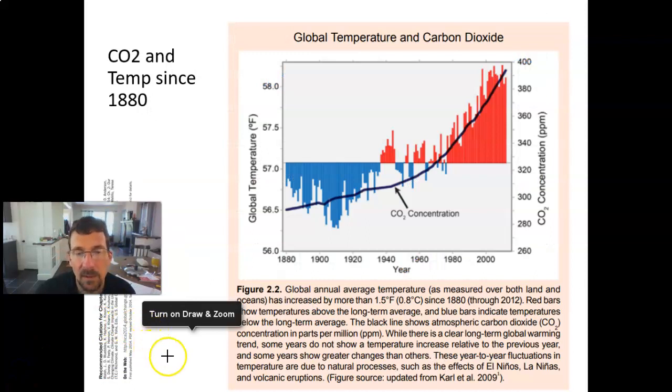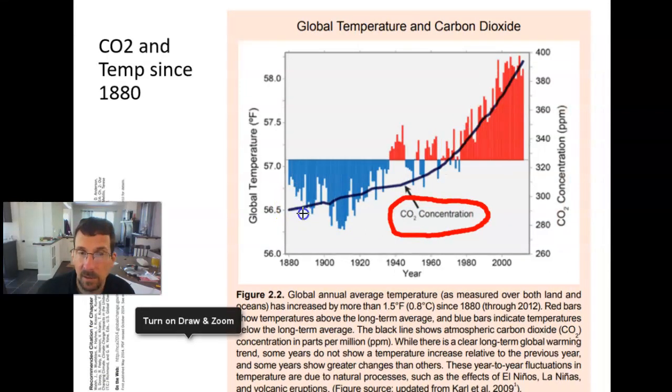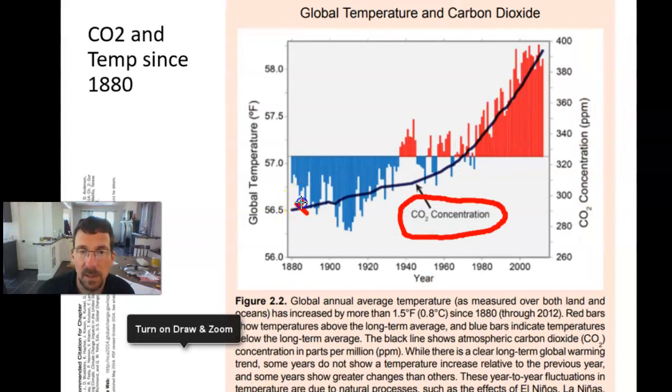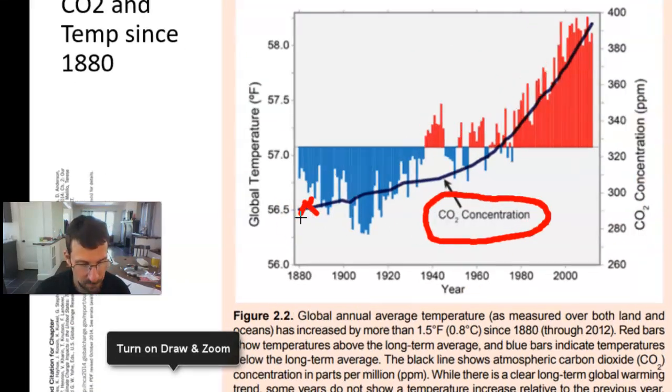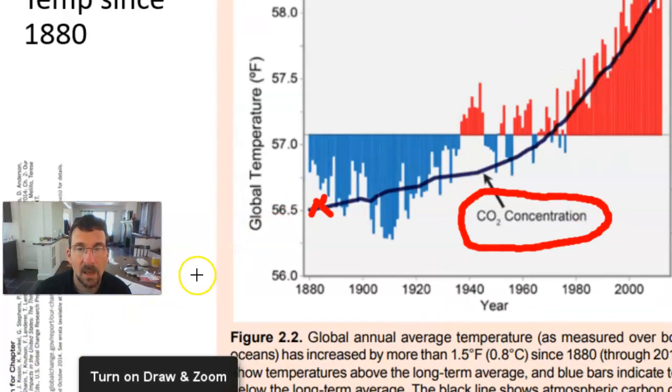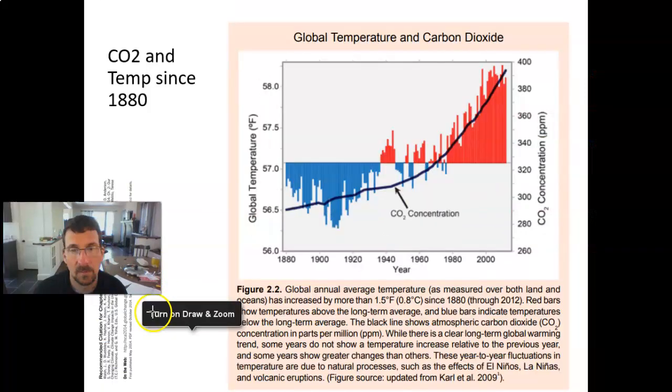Okay, this is our final graph for this unit, and what this is showing is the combination of carbon dioxide concentrations in the atmosphere since the 1880s. That's what we see here represented with this dark blue line that goes across the graph, this line that starts right here. I'm going to draw an X on it. Okay. Hold on. Sorry about that.